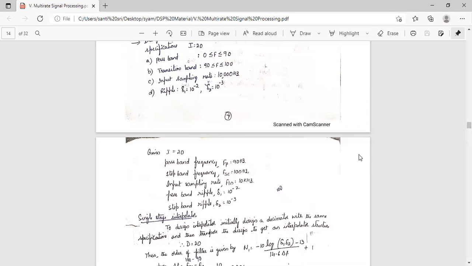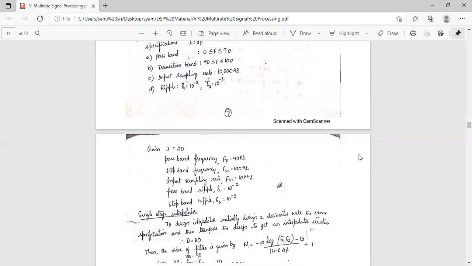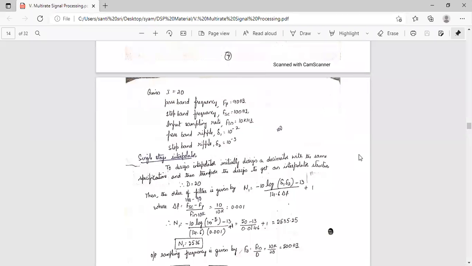So for a single stage interpolator design, we have to initially design a decimator with the same specifications, and then transpose the design to get an interpolator structure. So first of all, we have to design a decimator with the same specifications. I is given as 20. So before going to design the interpolator, we have to design the decimator. That is, let us consider D equal to 20.